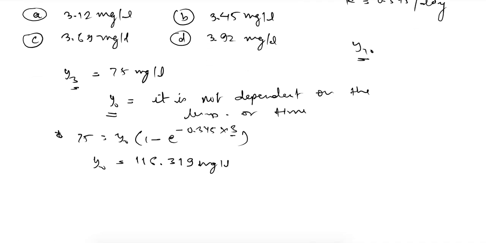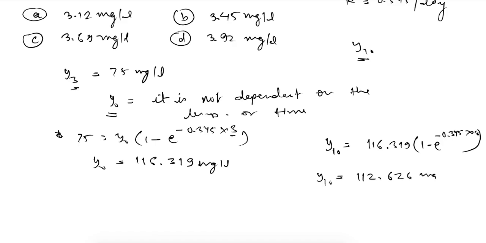Now let's see the BOD after 10 days. We have y naught, that is the ultimate BOD. So BOD10, that is y10, is equal to y naught, that is 116.319, into 1 minus e to the power minus 0.345 into 10. Everything is given, and from here y10 is equal to 112.626 milligram per liter.